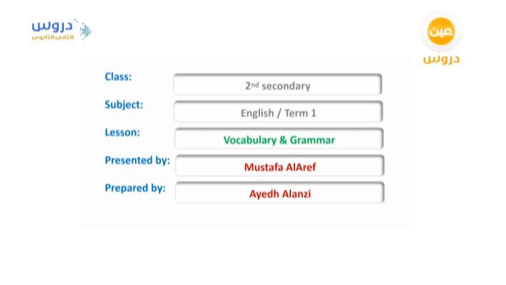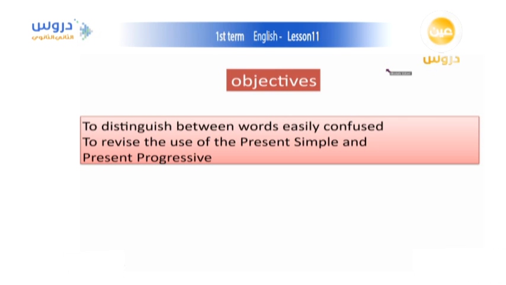Good, wonderful. Our lesson tonight is actually important, and it is, as you can see here on the board, vocabulary and grammar. So we'll start with some vocabulary and then we'll go off to the grammar. Okay? So our objectives for tonight: we have 3 main objectives, which is number 1, to distinguish between words easily confused, and to revise the use of the present simple and the present progressive.